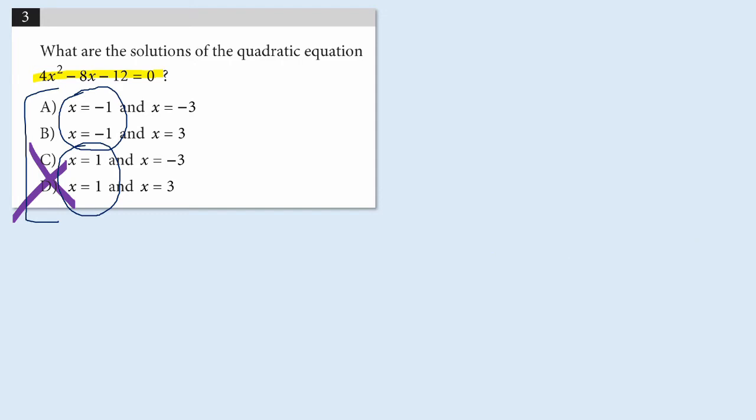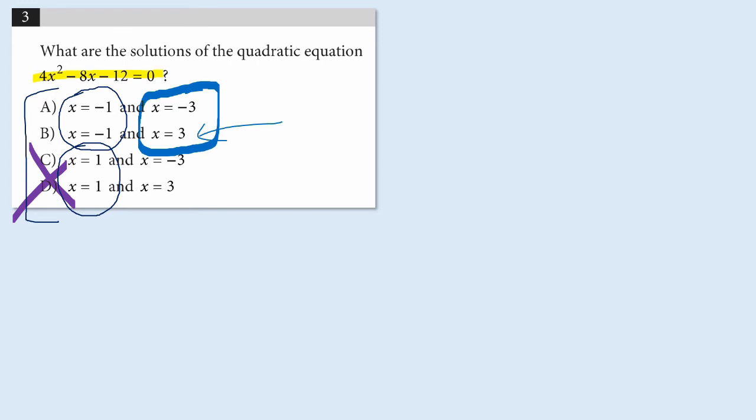And look at the remaining values of x. A has x equals negative 3 and B has x equals 3. So I know that one of those is going to make the equation correct. So it's going to be easier for me to test x equals 3. So let's see if that works. If it works, then I know B is the answer. If it doesn't work, then I know that A is the answer.